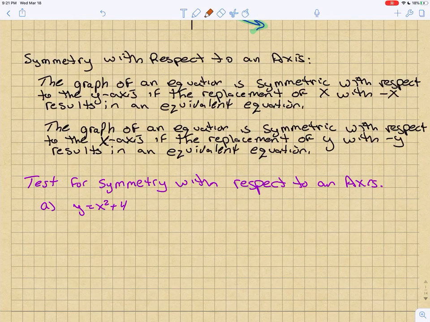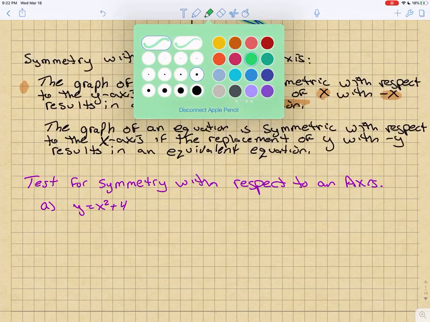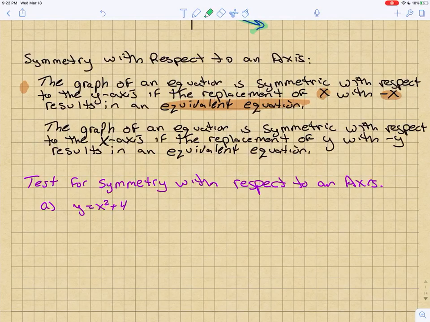Symmetry. Symmetry, remember, is that whole concept of having almost like a mirror. It says symmetry with respect to an axis. The graph of an equation is symmetric with respect to the y-axis if the replacement of x with the opposite of x results in an equivalent equation. So if I replace the x with a minus x and process that, if the result is the exact same equation, then it is symmetric with respect to the y-axis.